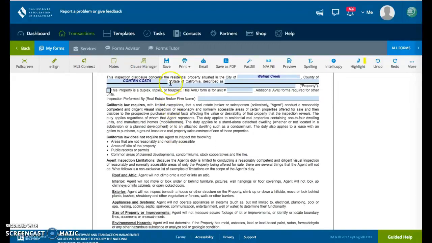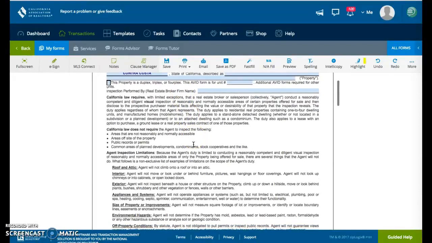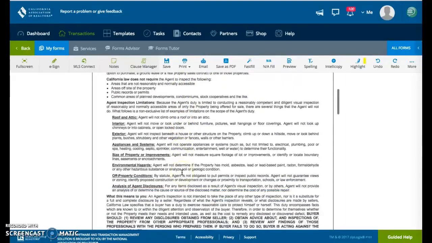So in the very top part, it describes the address of the property, so we all know which property we're talking about. If the property is a duplex, triplex, or fourplex, the AVID has to be done for each unit. So if I was doing a multi-unit, say a fourplex, I'd have to do 4 of these AVIDs, one for each unit. Right here, it says who it's inspected by, the brokerage, that would be myself.